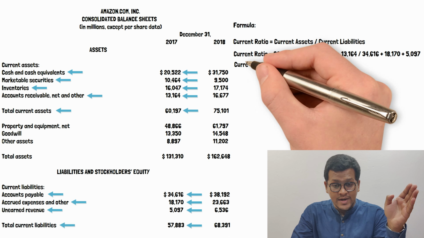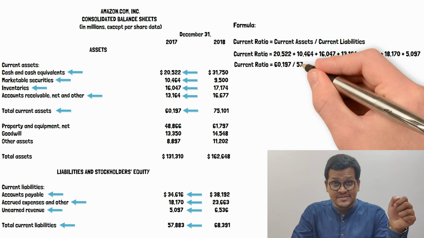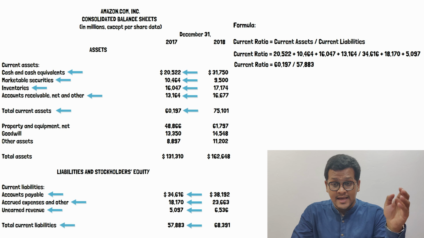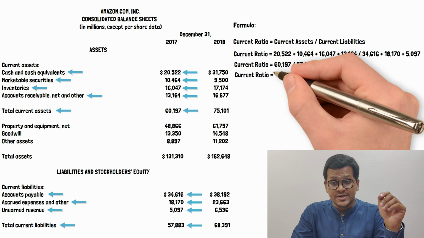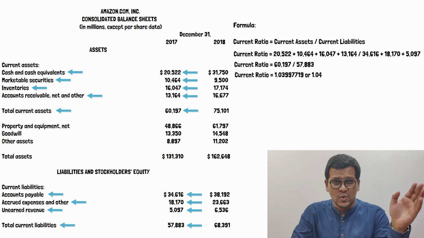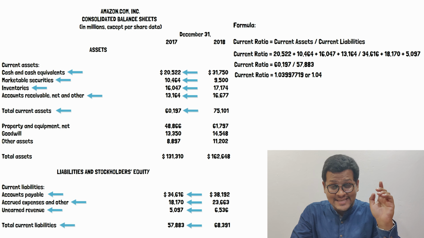So 60197 divided by 57883, we are going to get 1.0399977 and so on. If we round it off to two decimal places, we are going to get 1.04. So the current ratio of Amazon.com for the year 2017 is 1.04. Now it is your task to figure out the current ratio of Amazon.com for the year 2018 and let me know in the comments section.